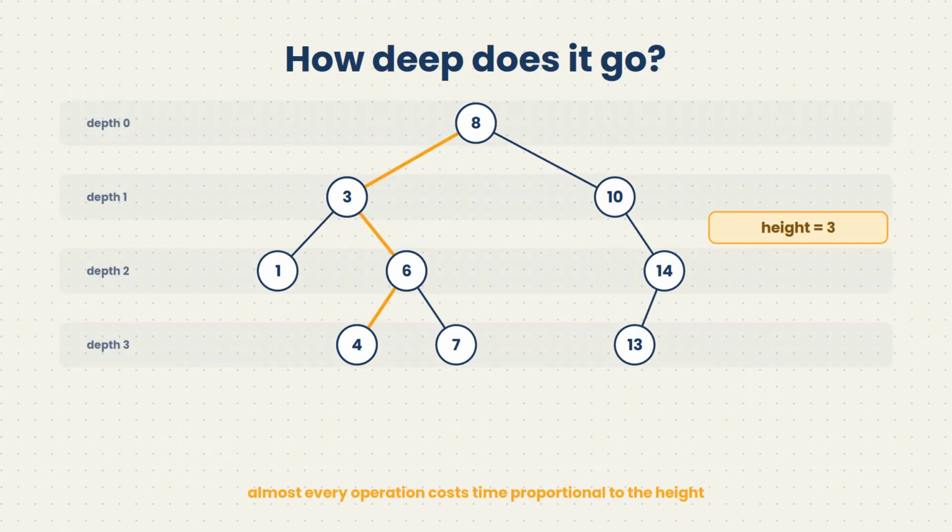Two measurements matter. The depth of a node is how far down it sits, the number of edges from the root, so the root has depth 0. The height of the tree is the longest path from the root down to a leaf. Height is the one to watch because almost every tree operation costs time proportional to it. A short, bushy tree is fast, a tall, stringy one is slow. Keeping the height small is the whole game.